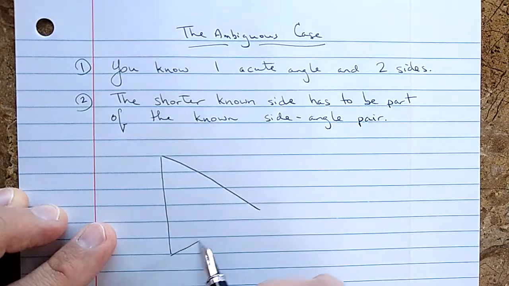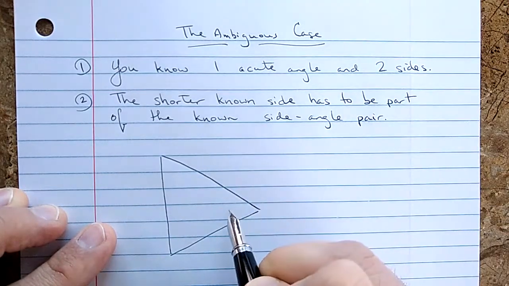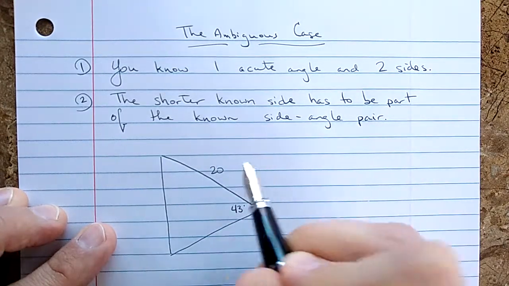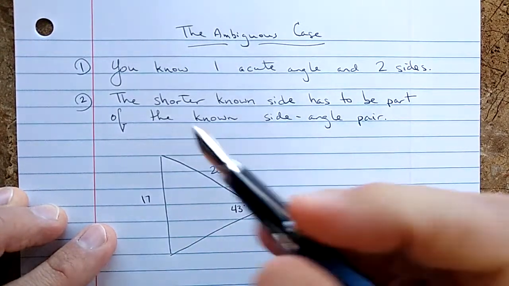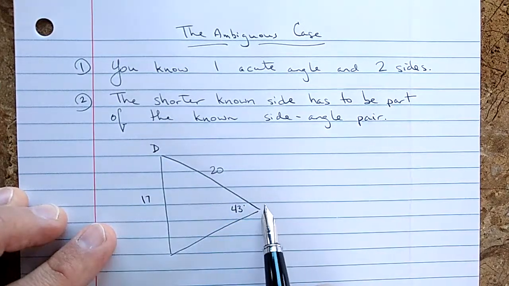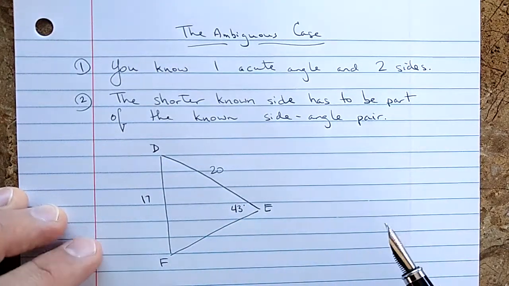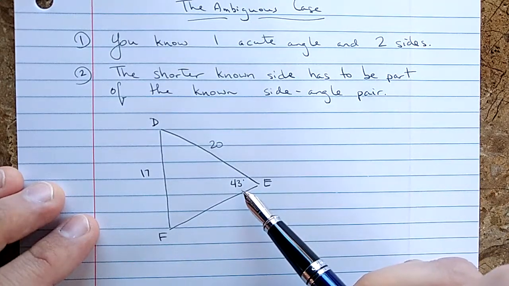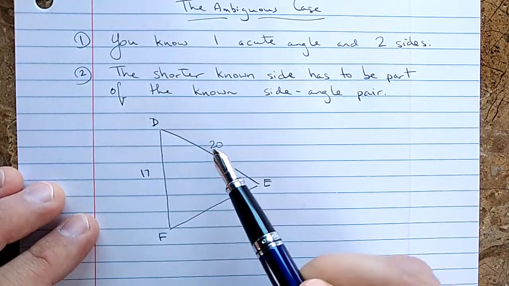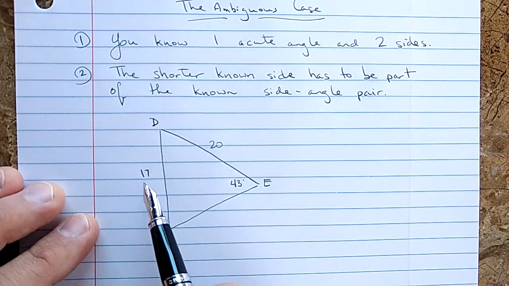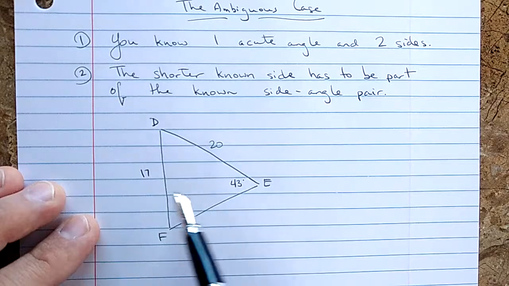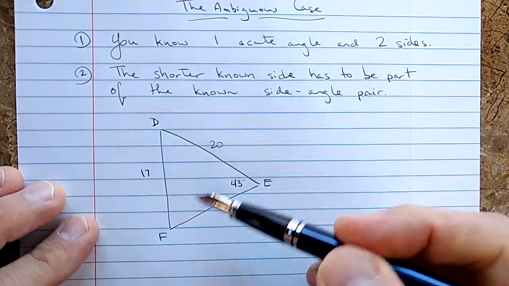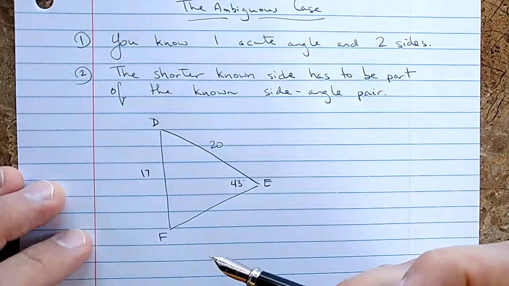So I'm just going to draw a triangle here. Maybe the angles won't look that good, but there's 43 degrees. Let's make this one 20, and this one over here is a little bit smaller at 17. We'll give it a label, I suppose, D, E, F. All right, so let's see. We have to know one angle, it's acute, and we know two sides, yes. And the shorter of the two sides, 17, is part of the known side angle pair. We know this side and this angle, that's the known pair. We don't know F, we don't know D.